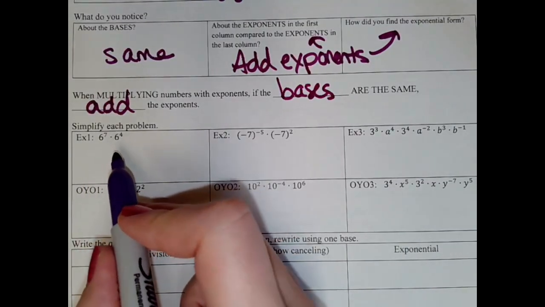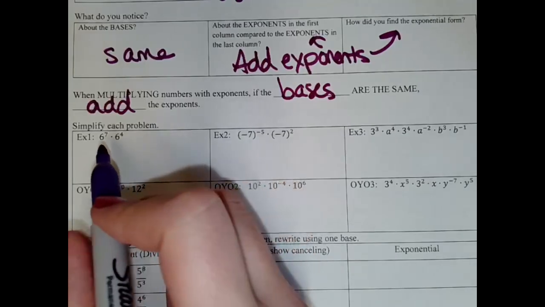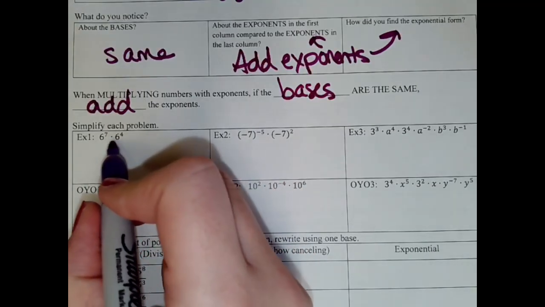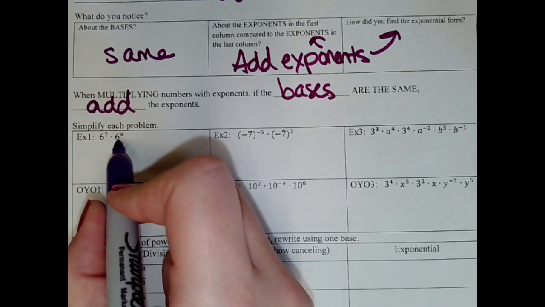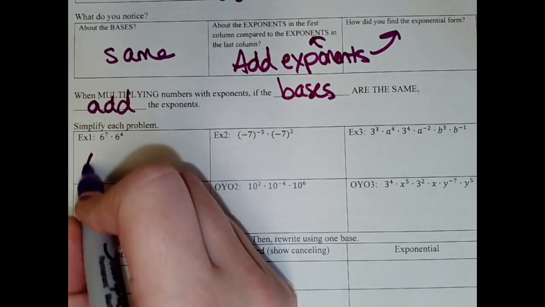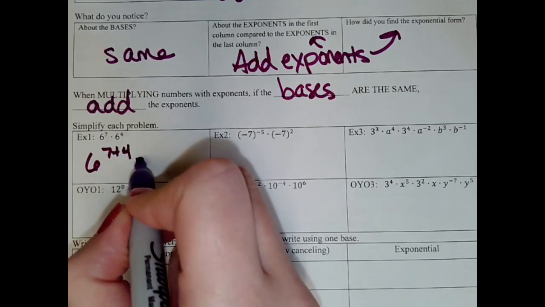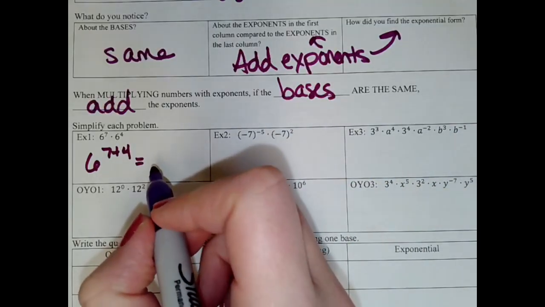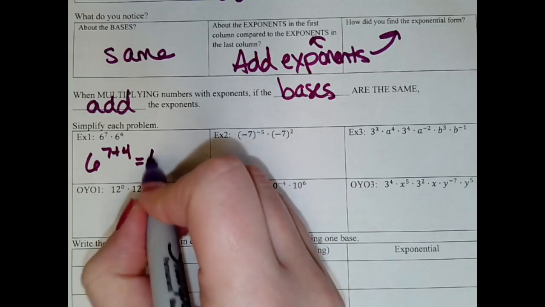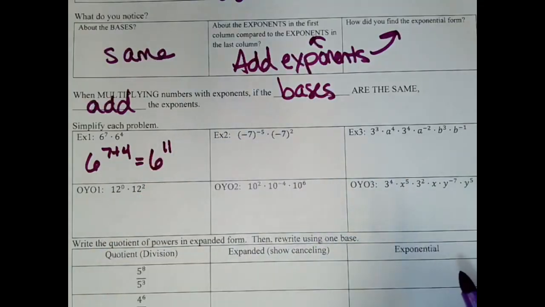When I take a look, if we're just writing in exponential form, I see that I have the common base of 6 and I'm multiplying. So when you multiply by the same base, you can add the exponents. The reason why you want to do this is that it gives you a simplified exponential form. So if I add 7 and 4, that gives me 6 to the 11th power.